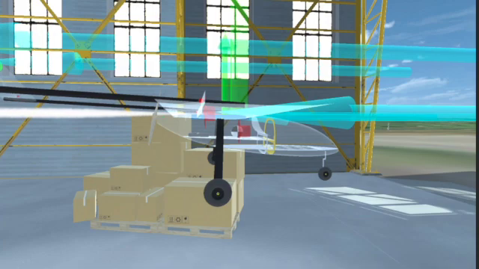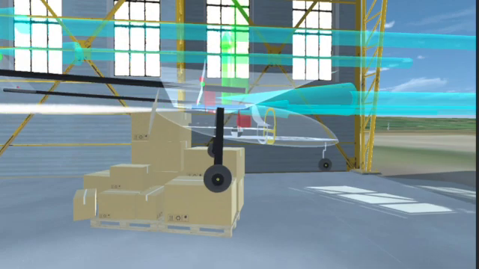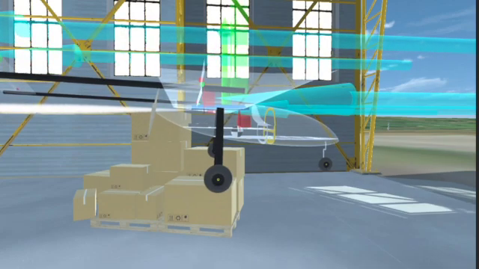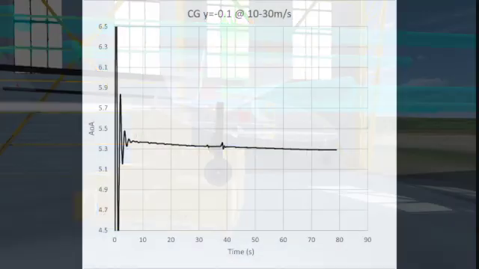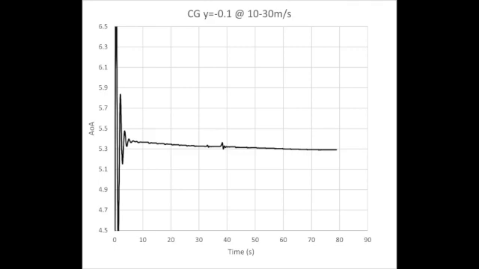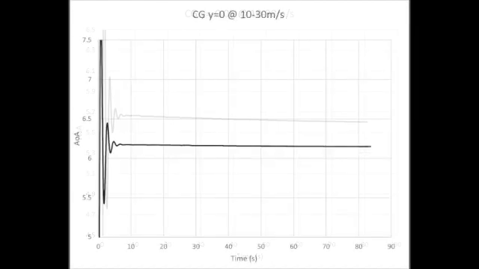The zero lift pitching moment thrust line which is present is at minus 0.03 meters. Furthermore, it is found that there is minimal change to the angle of attack when the thrust which is applied is increased with varying center of gravity displacements. This graph shows the effects of varying the vertical position of center of gravity with respect to the angle of attack and time.